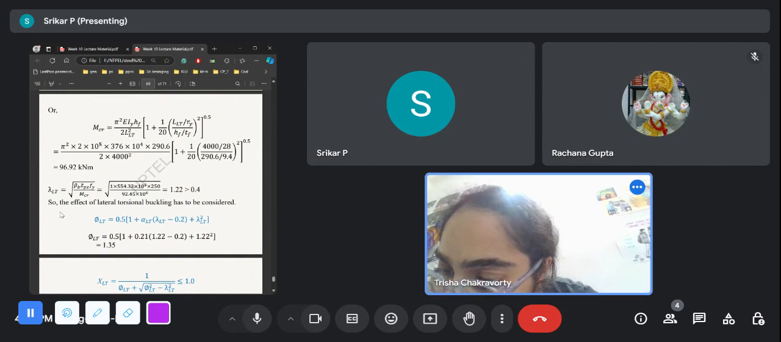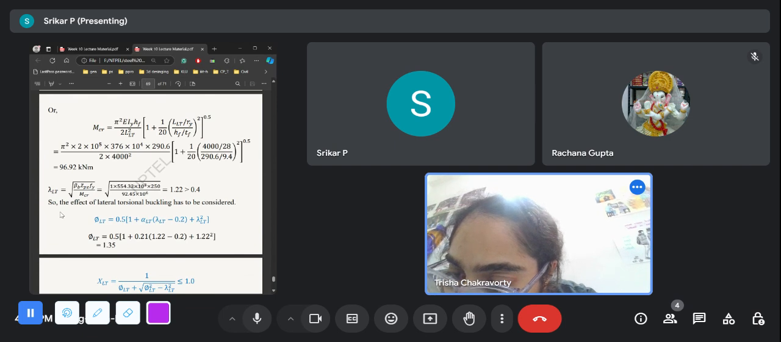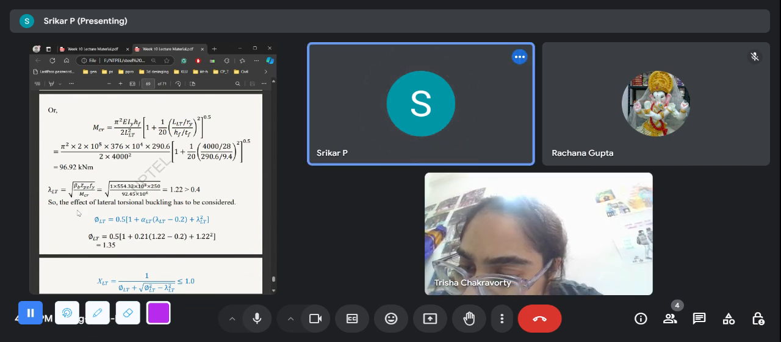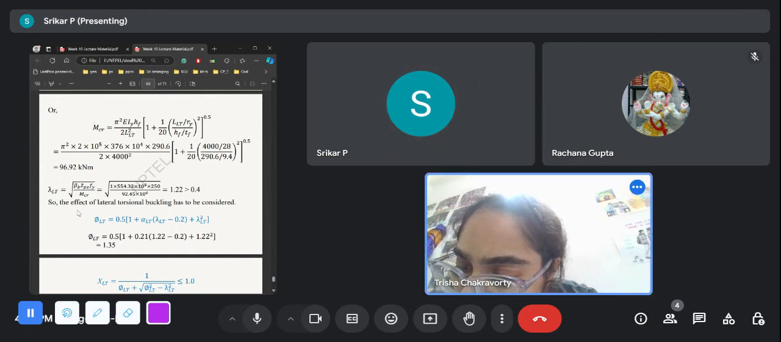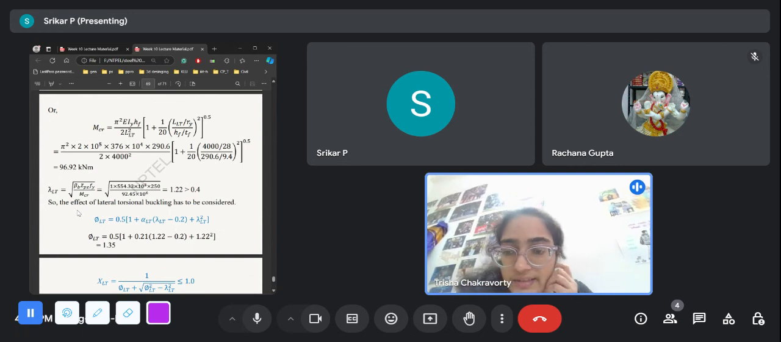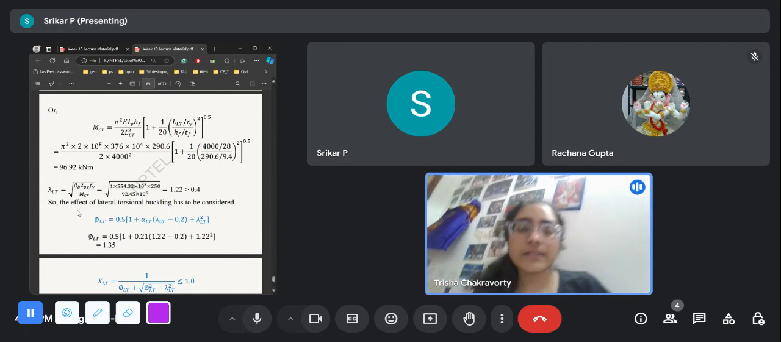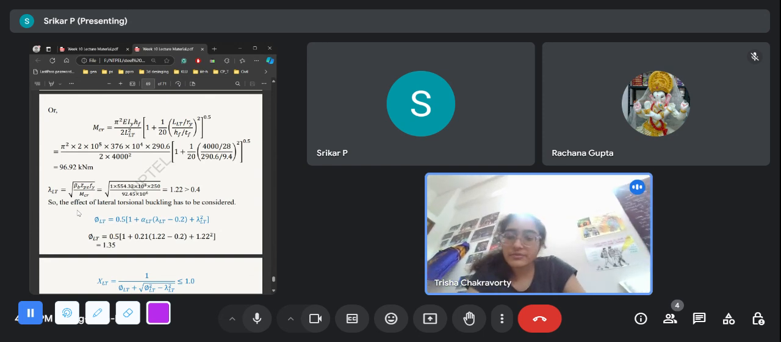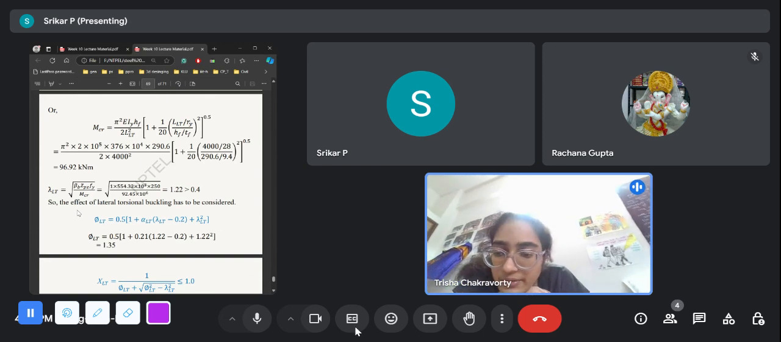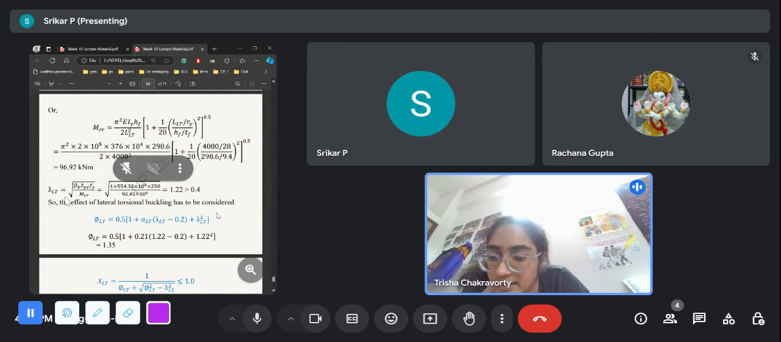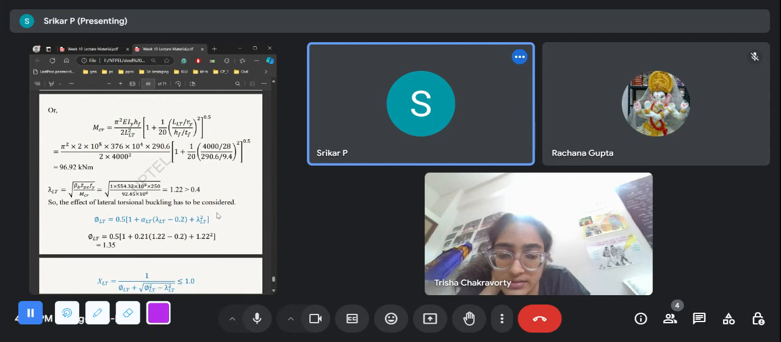Wait, the lambda is calculated with what? Beta b ZP, the square root of ZP into fy divided by Mcr. Okay. So this is the criterion that we have to follow to see whether we have to consider it as restrained or unrestrained. And now you're asking for the practical implication of this quantity, right? Yes, ma'am. Let me see.